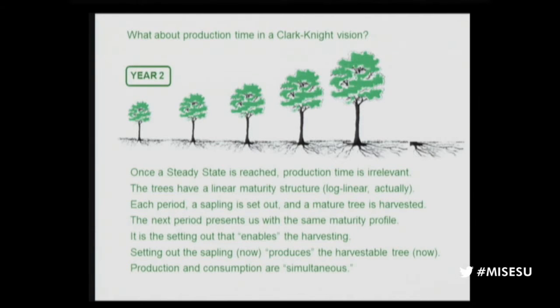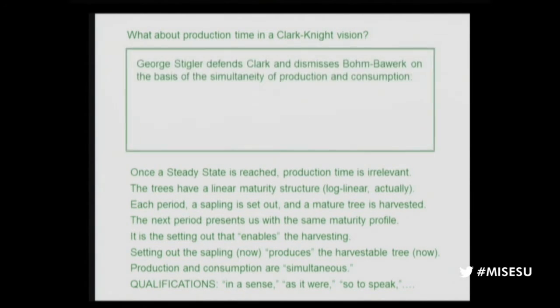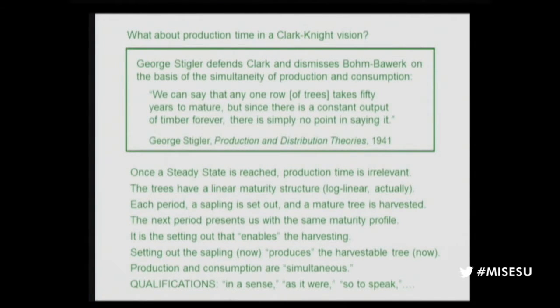It's simultaneous. Now, I wouldn't blame you if you had the view that Stigler didn't say it. Stigler wouldn't write anything like that, okay? He's George Stigler. He was a University of Chicago economist, all right? And yet, let me quote you. Oh, there's your qualifications, in a sense, as it were. Let me quote out of Stigler's dissertation and see what he says. He says, "We can say that any one row of trees takes 50 years to mature, but since there is a constant output of timber forever, there is simply no point in saying it." All right? And that's Stigler, 1941, Production and Distribution Theories. Check it out yourself. So this is the extent to which the Chicago School, Stigler and Friedman as well, bought into the Knightian way of modeling capital.